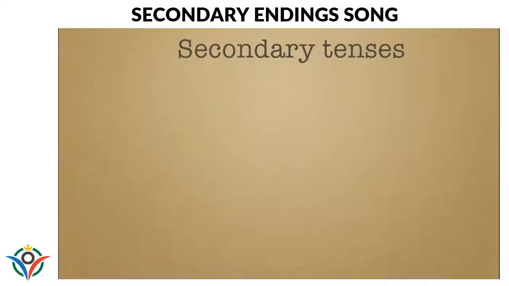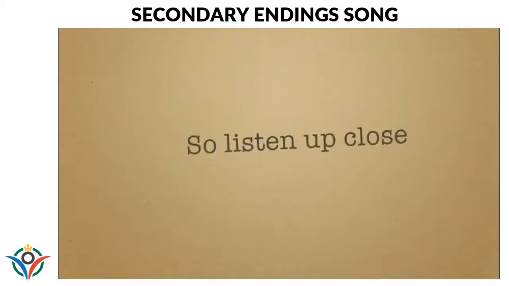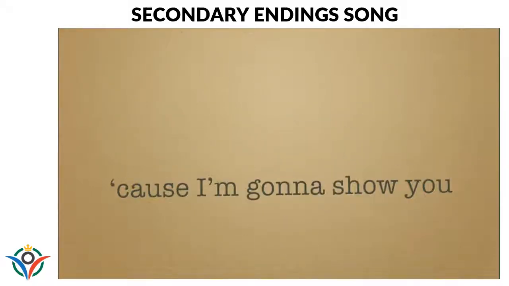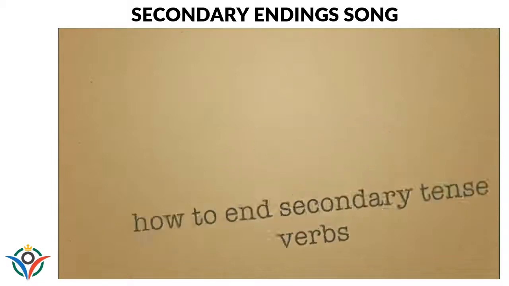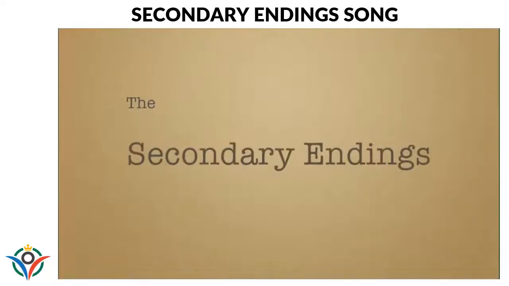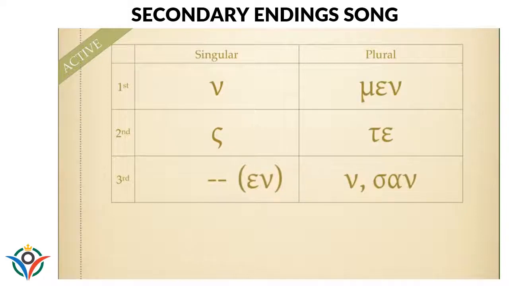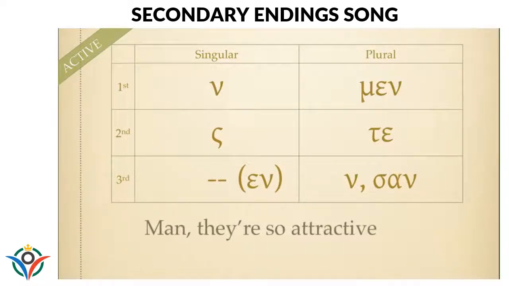Secondary tenses take different endings than primary verbs. So listen up close, 'cause I'm gonna show you how to end secondary tense verbs. They all take secondary endings. New sigma nothing, it looks like n. Menten new, or sometimes son. Endings for active, man they're so attractive.